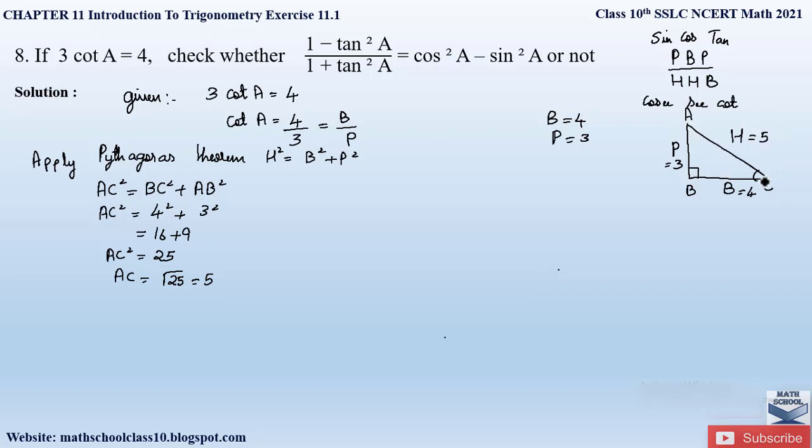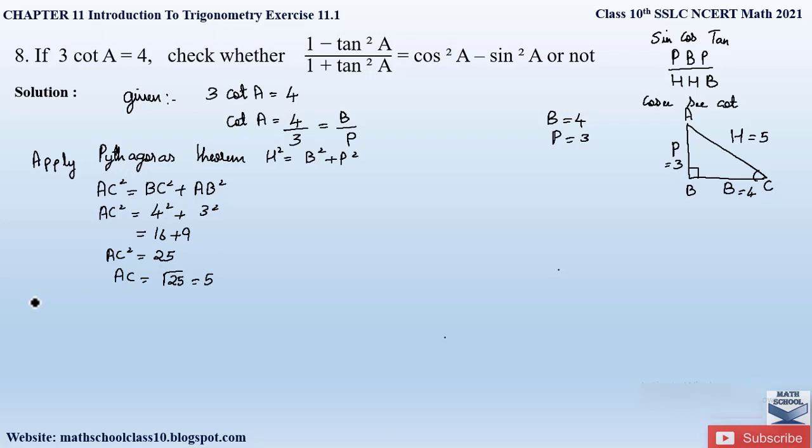Now we got all the 3 sides of this triangle. Using all these 3 sides, we can find out the trigonometric ratios for tan, cos and sine and find out whether the given equation is equal or not. So let us first consider this part, that is (1 minus tan square A) by (1 plus tan square A) as left hand side, and cos square A minus sin square A will be the right hand side part.